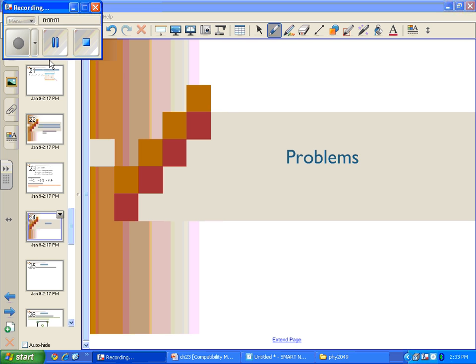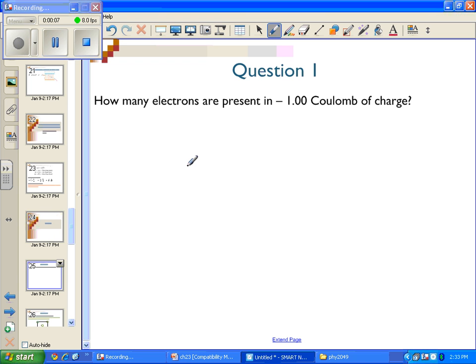Welcome to the first part of the problem-solving session for Chapter 23. Let's begin with the first problem.